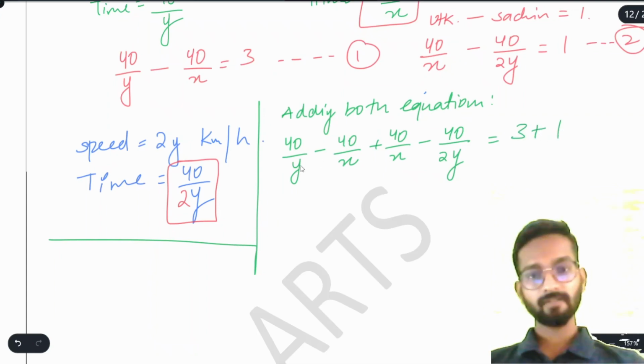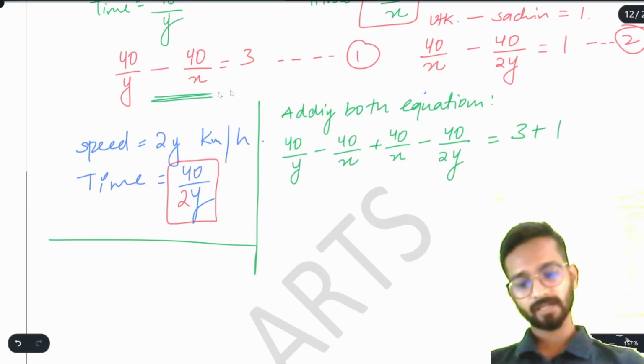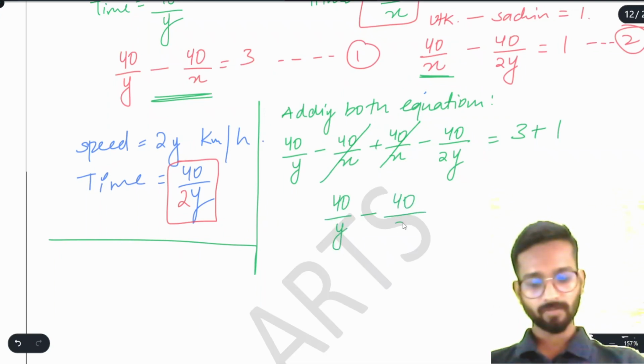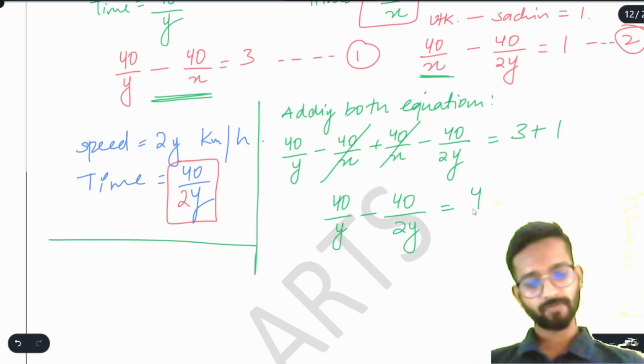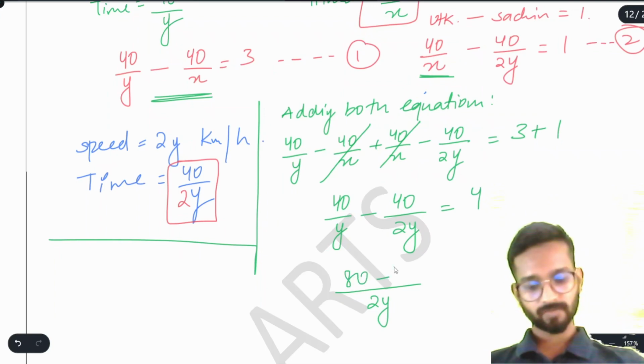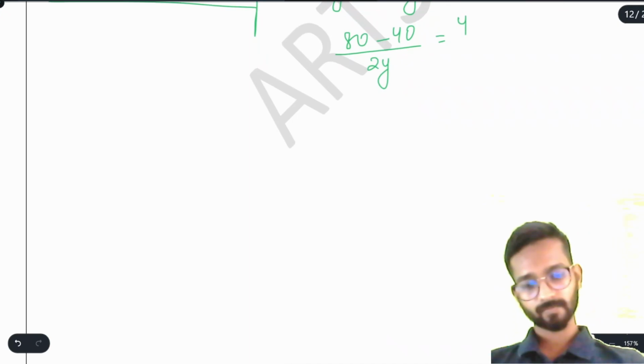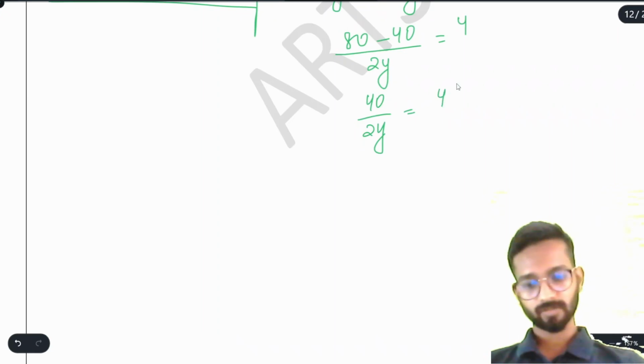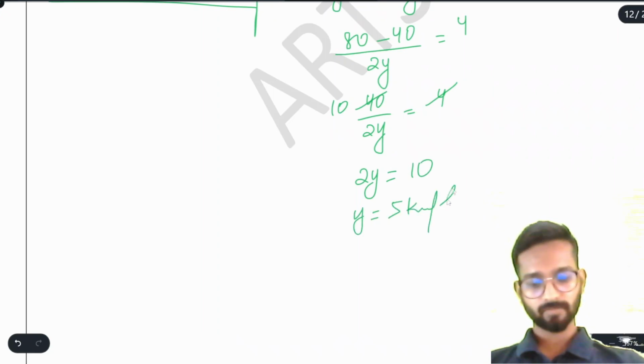Okay, why have we added? Because here one number is in negative, here one number is in positive, so it will help us to cancel it directly. 40 by y minus 40 by 2y is equal to 4. Taking the LCM, 2y, 80 minus 40 over 2y is equal to 4. It is nothing but 40 by 2y is equal to 4. 4 gone. 10. So 2y is equal to 10. y is equal to 5 km per hour.